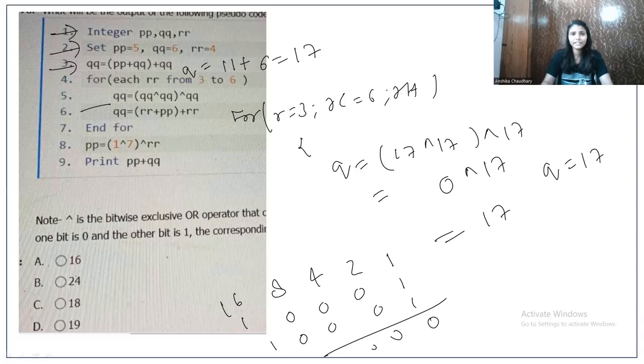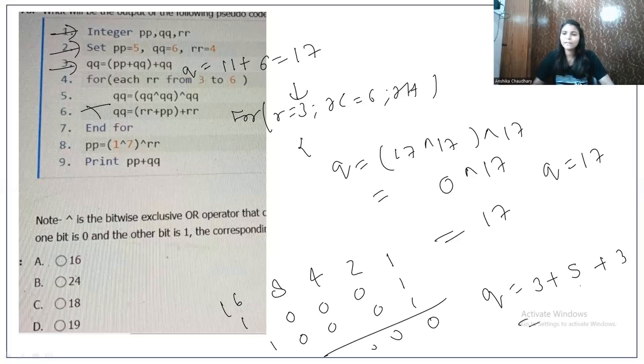Again, in the next line, line number 6, we need to change the value of Q again. So Q will become R plus P. R value was 3 in the for loop. Sorry, R plus P. P was 5 only, it has never been updated. So 5 plus R, R value was 3 only, so it will become 8. So this time the Q value is 8.